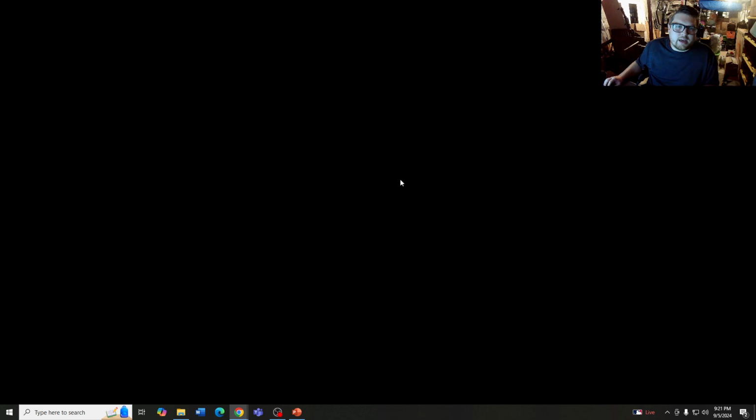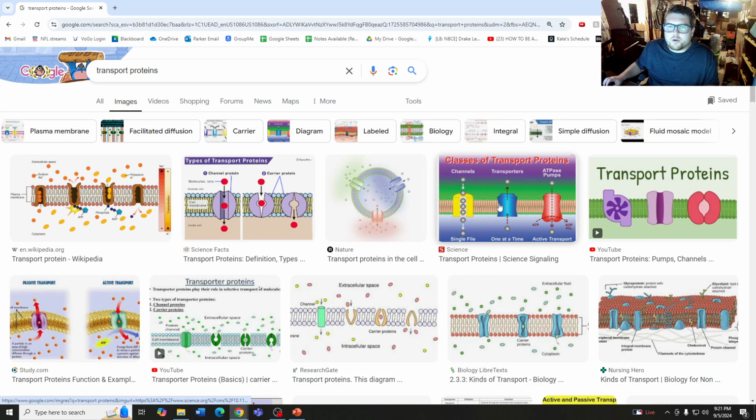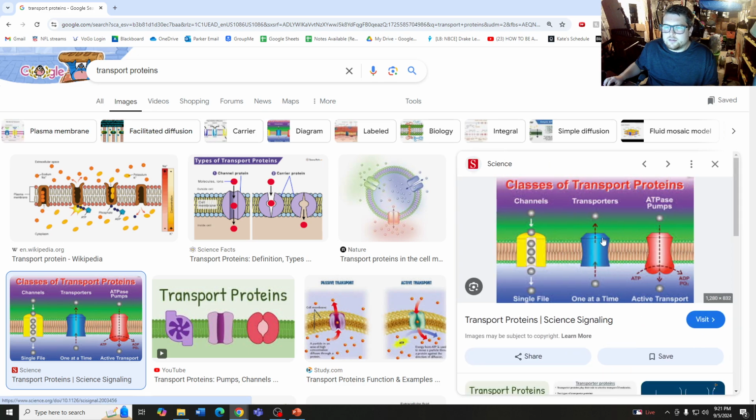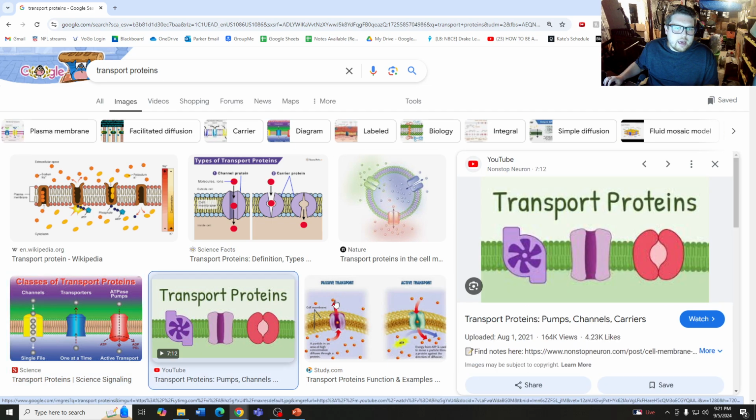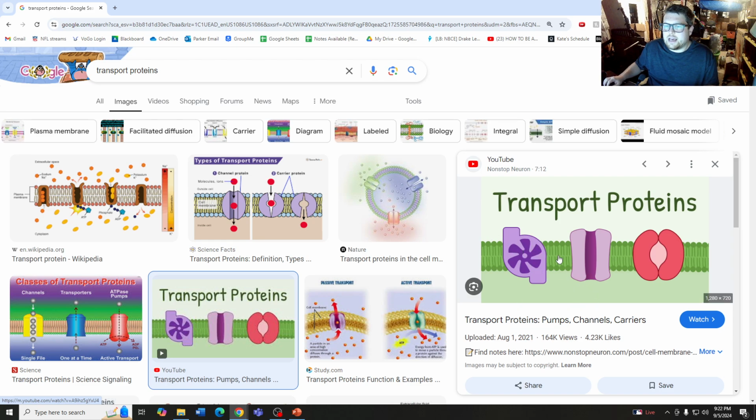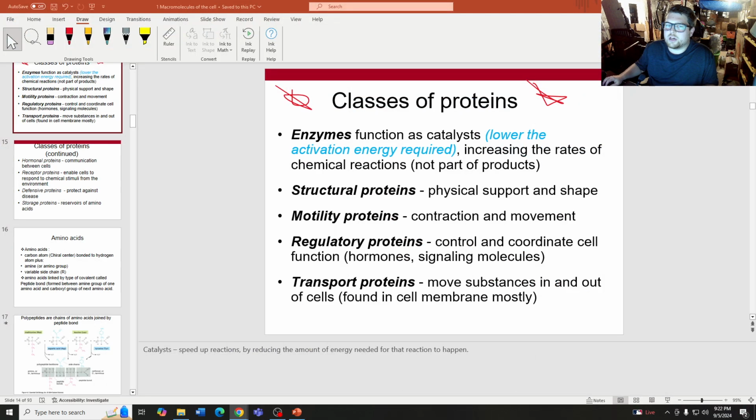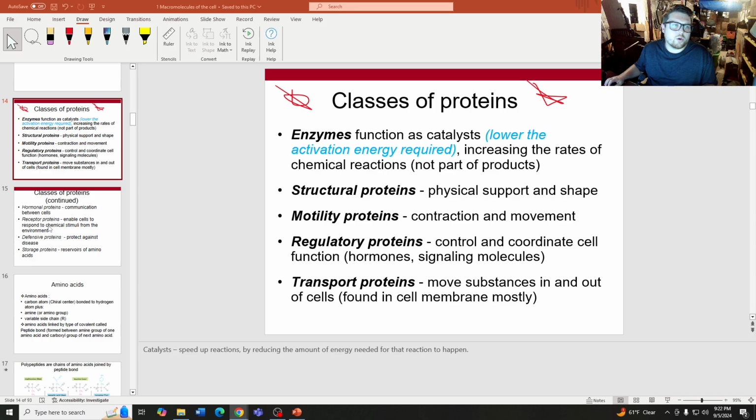Quick little picture for you guys. When you see transport proteins, think about them like little channels that allow stuff to move in between layers of cells. Every single cell has a phospholipid bilayer that's like its exterior coating, to make sure stuff is contained within itself. And there are these transporter proteins that allow stuff to go in and out of the cells, which we will touch a lot more on in Physiology 1.